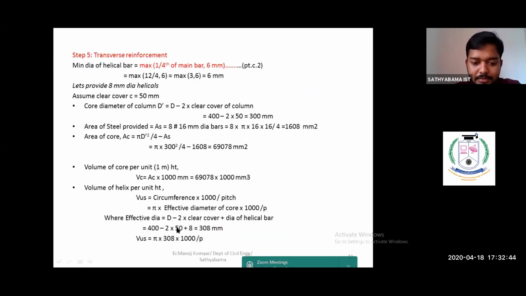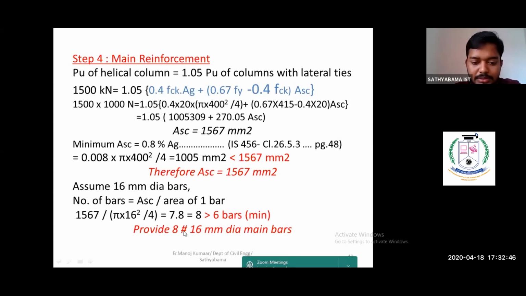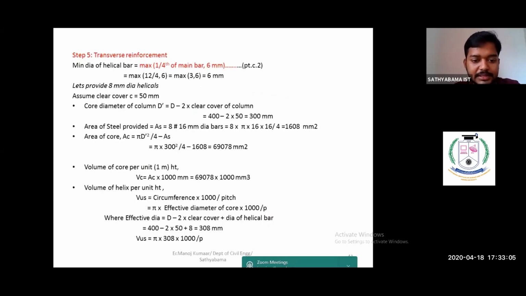In case of a circular column, we have to provide the bars only in even numbers: 6, 8, 10, 12, like that. If you are providing odd numbers, we cannot maintain that angular spacing properly. Next, step number 5 is transverse reinforcement, which is nothing but helical bars.